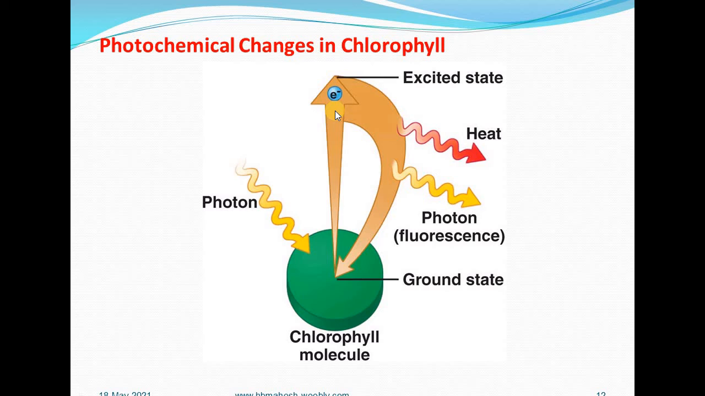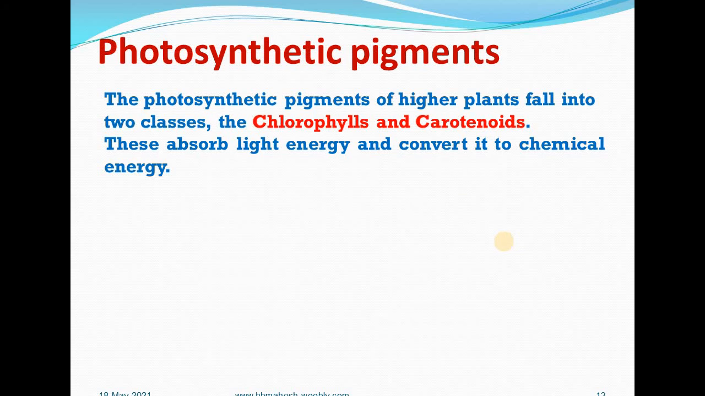It goes to the excited state in the outer orbit. But as I told you in the previous slide, it is very temporary, a very short duration, so it will come back to its original ground state, normal position. But before coming back, the energy should be released in the form of either heat or fluorescence, or it should be transferred to the next pigment molecule. These are the different modes of energy transfer in the case of a chlorophyll molecule.